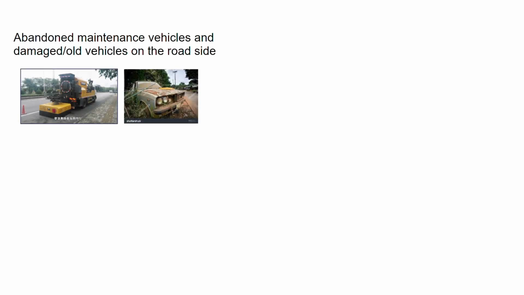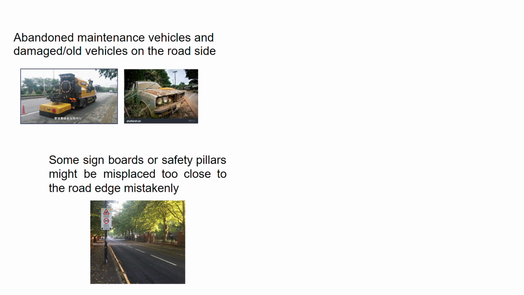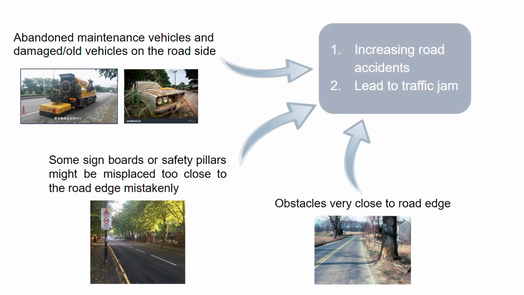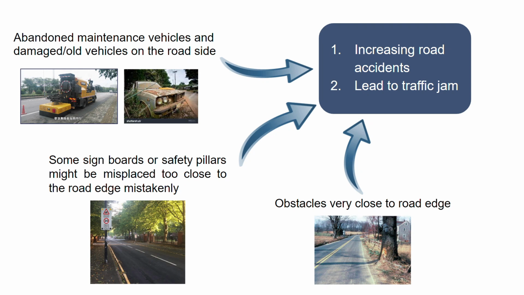While driving, we may encounter numerous difficulties. For instance, there could be obstacles like trees or pillars positioned perilously close to the road. Additionally, abandoned or damaged vehicles parked along the roadside impair visibility, increasing the risk of collisions. Moreover, these obstacles can pose a significant challenge when navigating road curves, further reducing visibility. The presence of such close-range obstructions not only contributes to traffic congestion but also heightens the likelihood of road accidents.